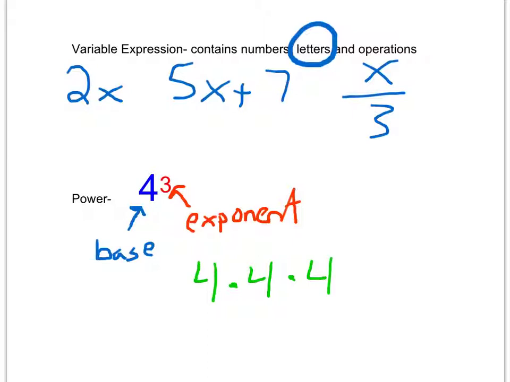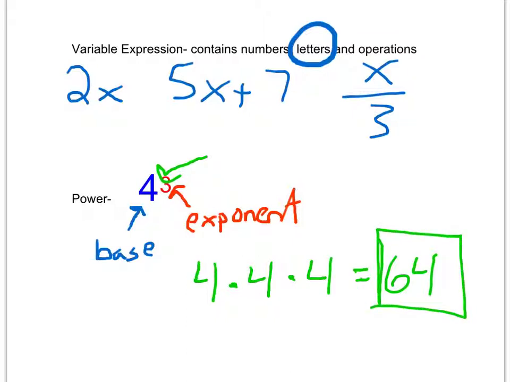Now to evaluate that, all you're doing is solving for it. You should tell me what is 4 times 4 times 4, because the word evaluate means to solve. Well, 4 times 4 is 16. 16 times 4 is 64. So if I asked you to evaluate this power right here, here's your answer. When you write your answers, I always want you to put them either in a circle or in a box, something that makes it stand out and lets me know where your answer is.